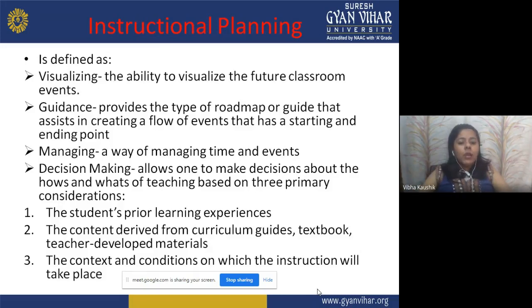The first is the students' prior learning experiences. What are the students' previous learning about a particular topic? The second is the content derived from curriculum guides, textbooks, and teacher developed material. From where will the teacher derive the content, whether from the curriculum guides and textbooks, or gathered from teacher developed materials, which means the materials developed by the teacher himself. The third is the context and conditions in which the instruction will take place, the situations in which the instruction will be taking place during the teaching learning process.